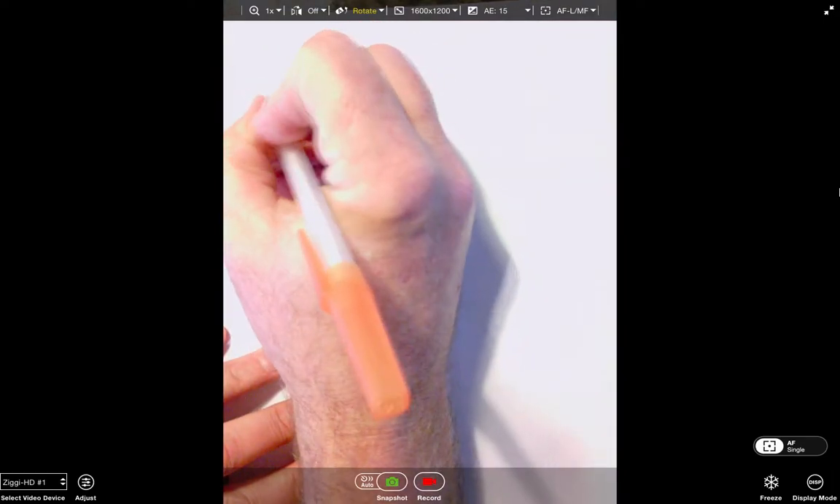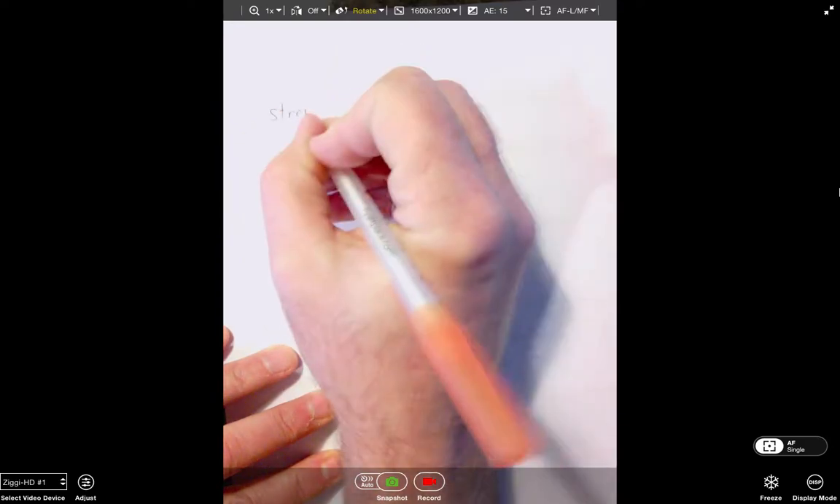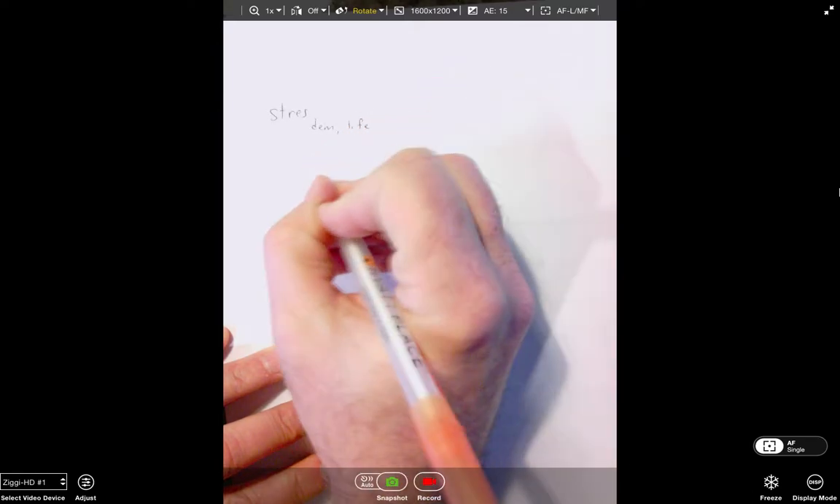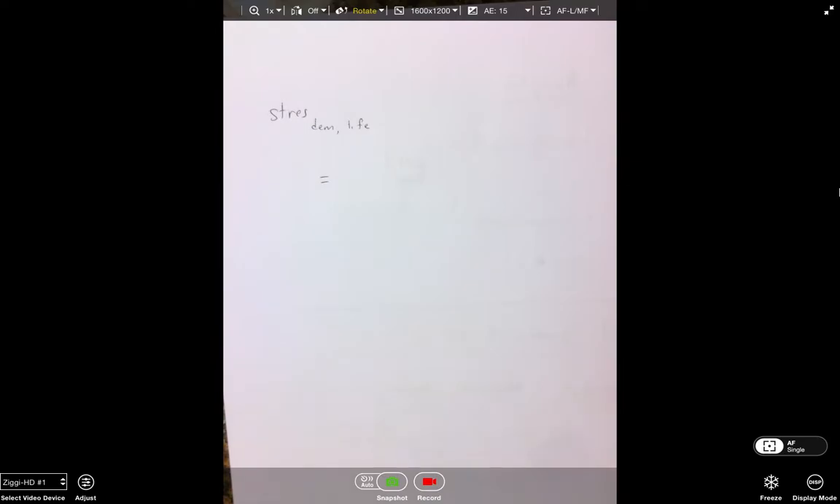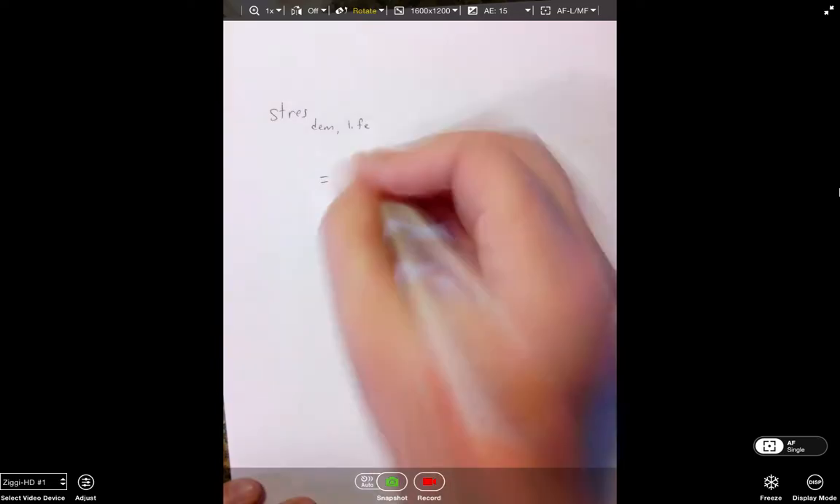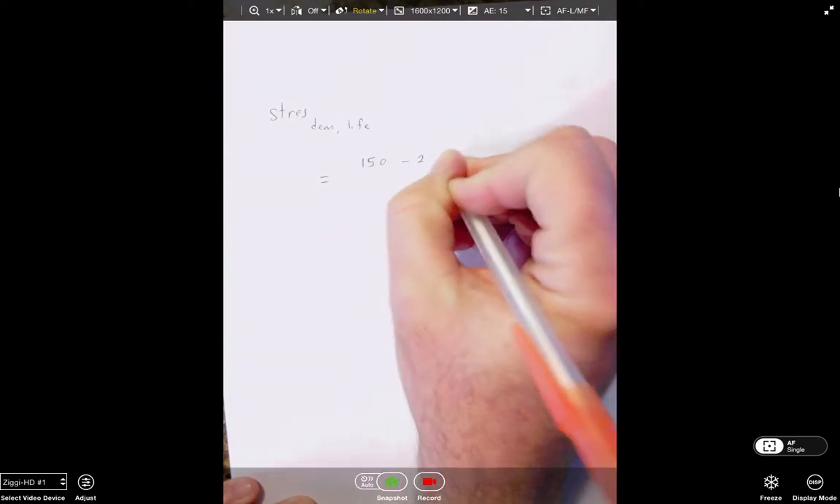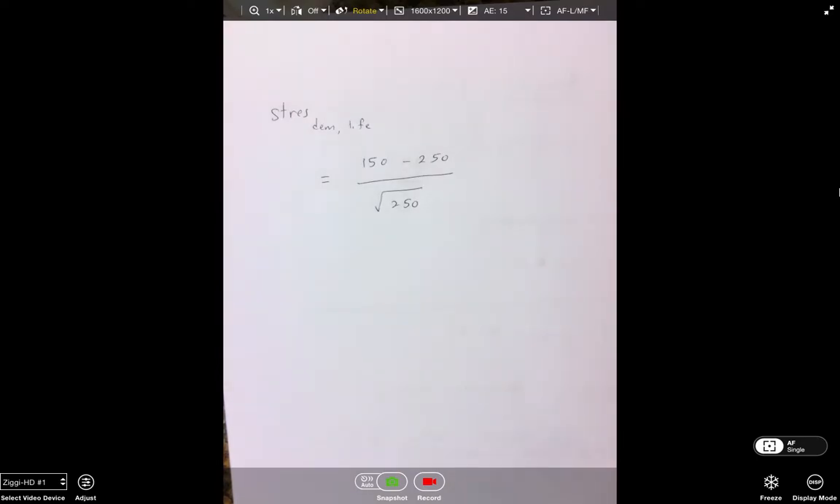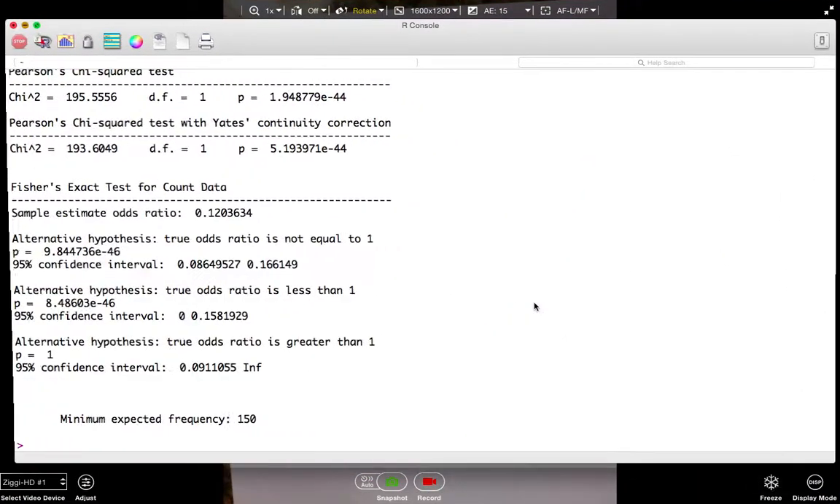We can just do this very, very quickly. Let's calculate the standardized residual for Democrat and pro-life. We're going to have 150 minus 250 over the square root of 250. And I'll tell you what, gang, I don't have a calculator close, so I'm going to leave that one to you guys.